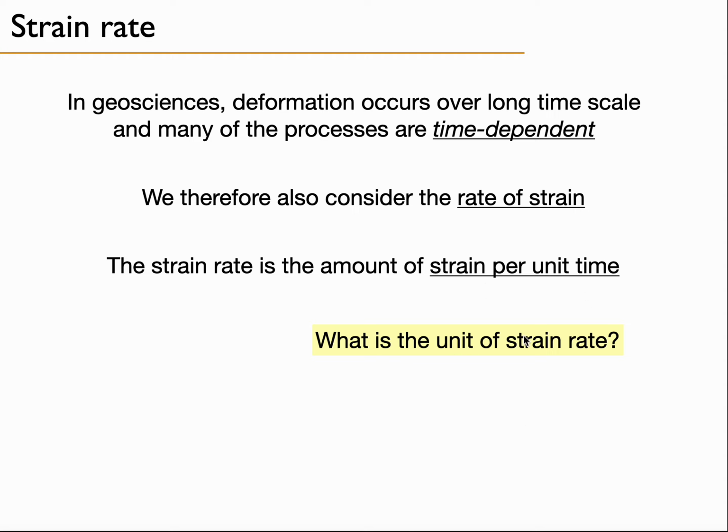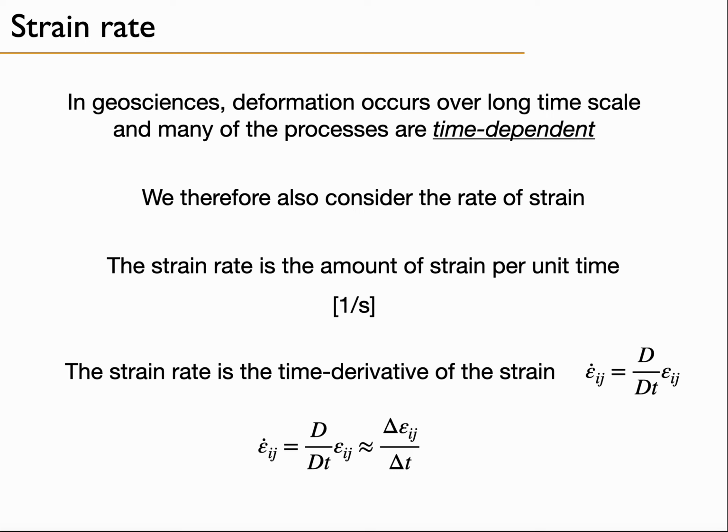So what's the unit of a strain rate? We have strain per unit time. Remember, strain has no unit and time has unit, let's say seconds, for example. So it can be 1/seconds. That would be the characteristic unit for strain rate. So the strain rate is nothing else than the time derivative of the strain. So if we have epsilon on one side, we take the time derivative and we have epsilon dot.